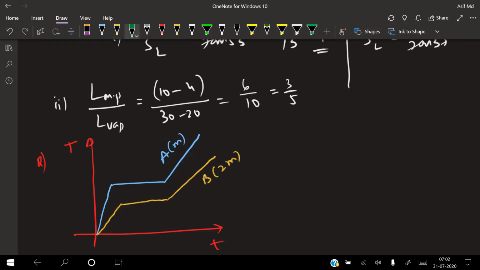And here, see, the data given is 100 degrees centigrade and this temperature is 200 degrees centigrade, and this time is given as 6 seconds and this time is given as 10 seconds, and this time for both of them is 12 seconds. Okay, again the same question. The question says, find number 1, specific heat of A divided by specific heat of B. And the second question is latent heat of A divided by latent heat of B.